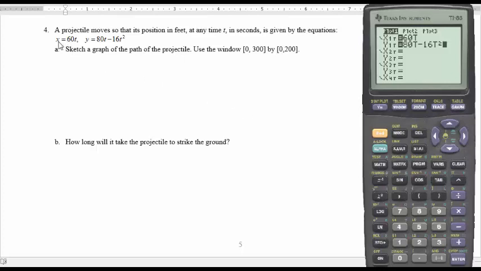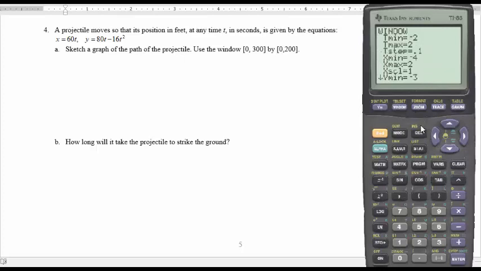So the horizontal is the x equals 60t. This just means that it's going horizontally at a speed of 60 feet per second, right? And the y equals 80t minus 16t squared. Well, the 80 is the initial velocity upward, in feet per second. And that negative 16, if you remember this from physics, is the acceleration due to gravity, right? That's going to make it come back down to Earth. So that's our parametric equations.